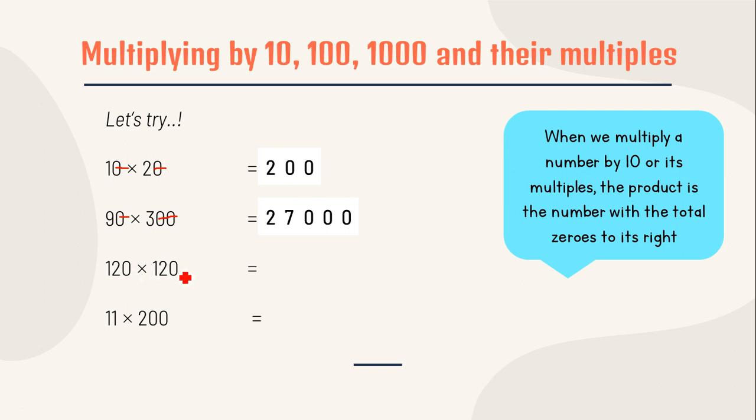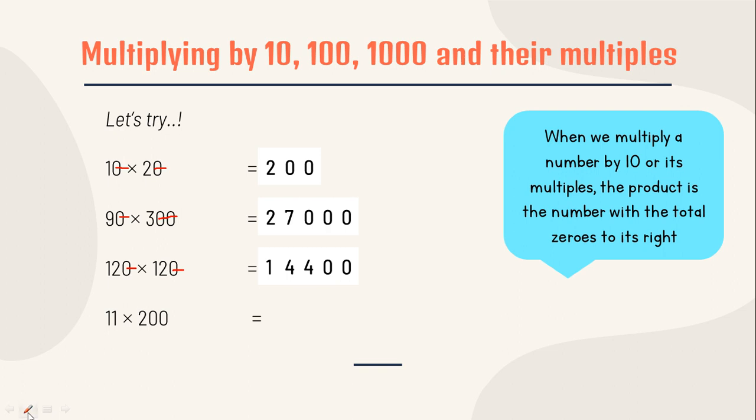120 times 120. Look at the zeros. Is there any number following the zeros? No. So set it aside. Is there any number following the zeros? Nope. Set it aside. So 12 times 12, 144. So how many zeros do we have? 2 zeros and 1 zero, and 2 zeros.